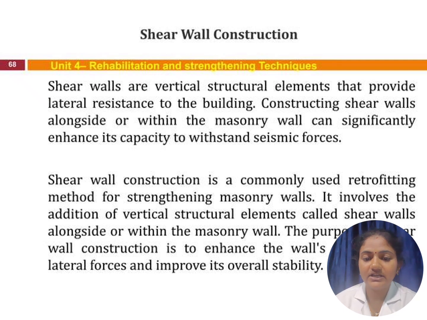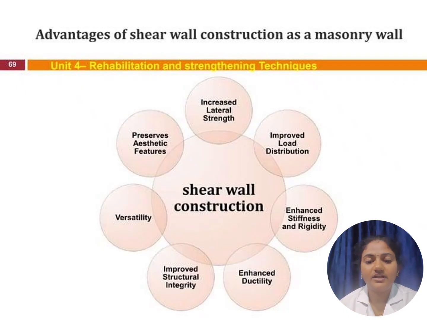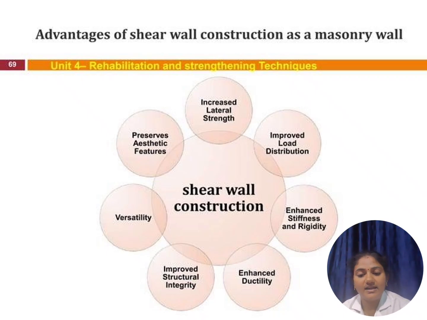And shear walls are vertical structural elements that provide stability to buildings and help withstand seismic force. It is commonly a retrofitting method used to strengthen the masonry walls. The advantages of shear wall construction in a masonry wall are increased load capacity, improved load distribution, enhanced ductility, and improved structural integrity. And versatility is achieved by maintaining the shear walls as masonry walls.